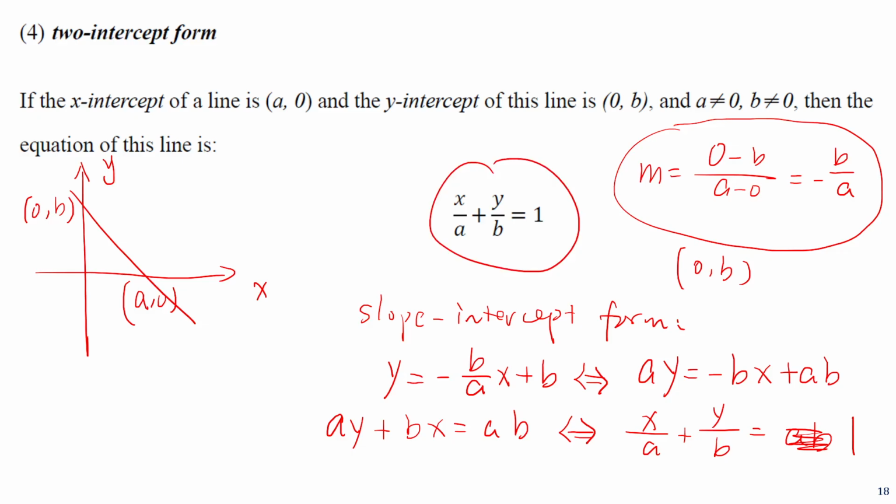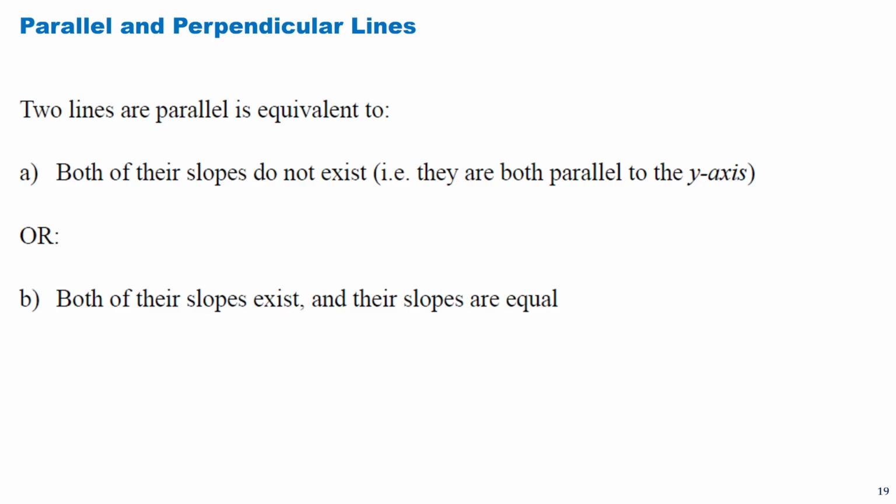Any questions? No? Okay. Then let's have a look at some other trivial concepts about lines. So first, parallel and perpendicular lines. If two lines are parallel, this statement is equivalent to the following two cases. First, both of their slopes do not exist. For example, you have two vertical lines. These two lines are parallel with each other. Both of them do not have slopes, right?